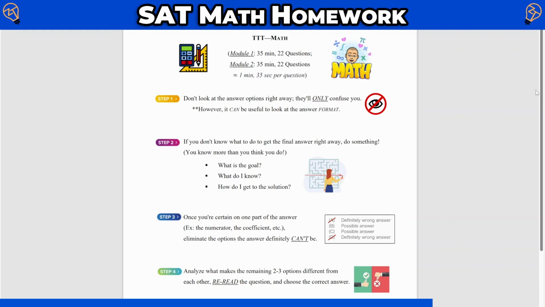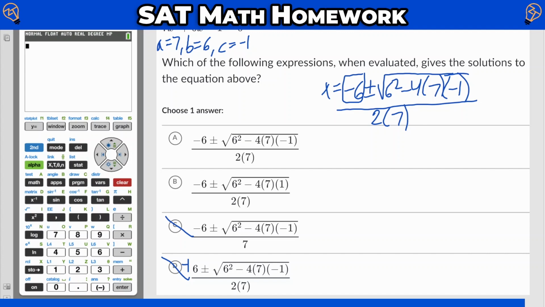We didn't look at the answer options right away, but looking at the format gave us a good idea that we're going to do the quadratic formula. We actually got started and did the quadratic formula. Once we were certain on one part of the answer, in our case, we knew the denominator was 2 times 7. We also knew that the negative b was negative 6. We were able to eliminate some of those answer options that were incorrect. Now we've got it down to 2 options. Let's look at what makes them different from each other and go from there. So now the main differences are really just here. Well, we see it's negative 1, so we got the answer, A.